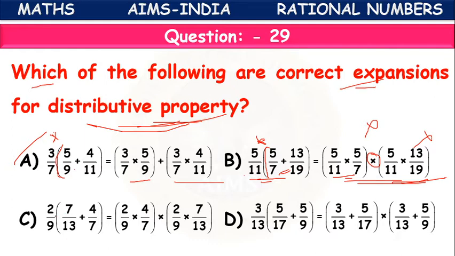Next, C option. Here multiplication is there, addition is missing. Wrong. In the next option, addition is distributed but multiplication is not distributed. This is also wrong. So we have only one correct option. A option is the correct answer.